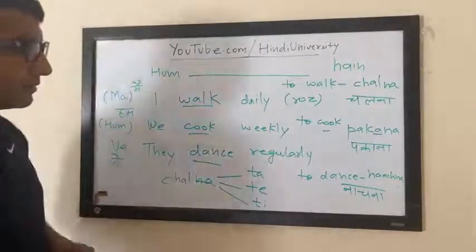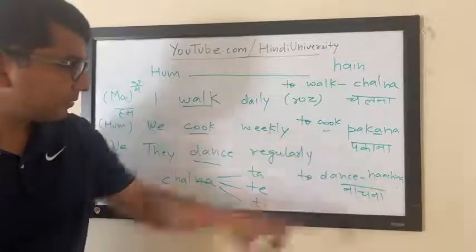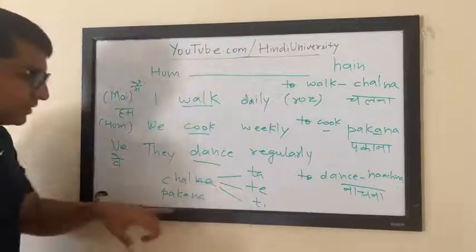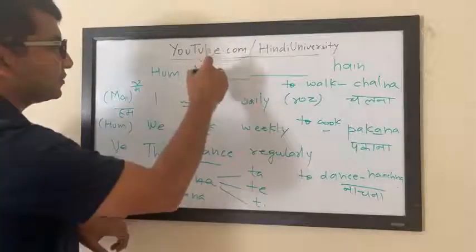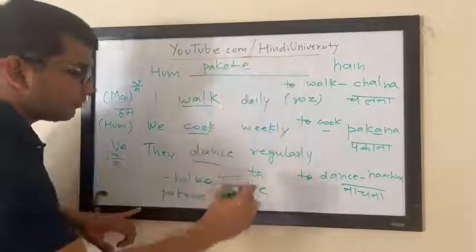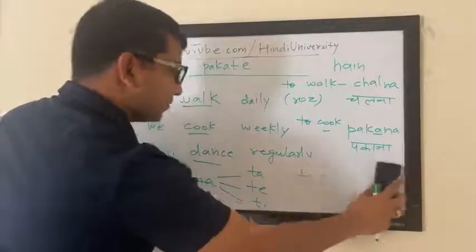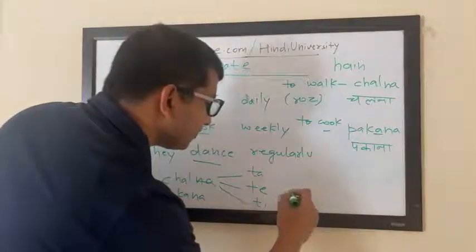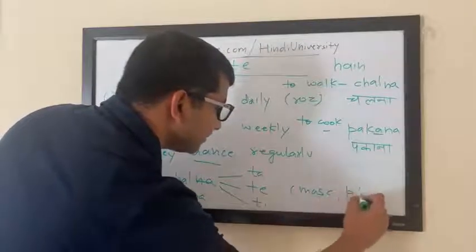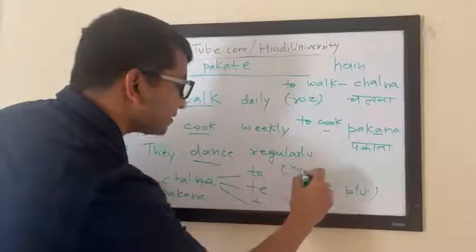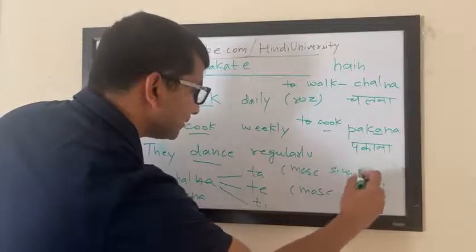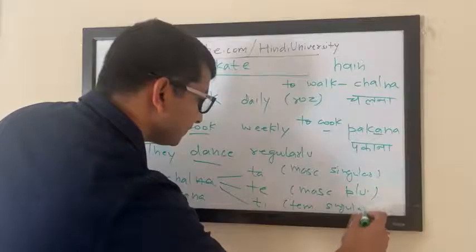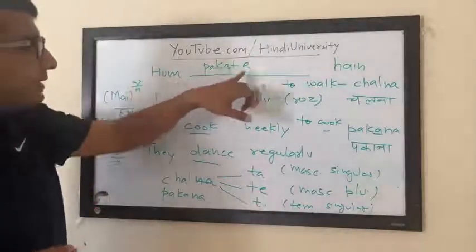Okay. Cook is? Pakana. Okay. So instead of chalna, you have pakana. Pakate. And you said pakate for? Right. So, you said hum. For singular, I'm going to erase this one. So, te is for masculine plural. Ta is for masculine singular. Ti is feminine singular. Okay, keep going. Hum pakate hain.